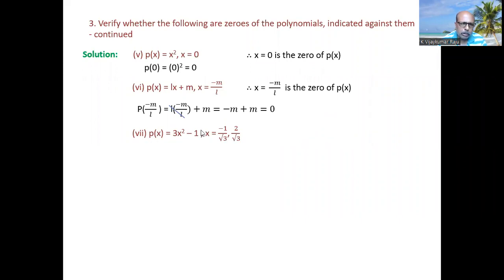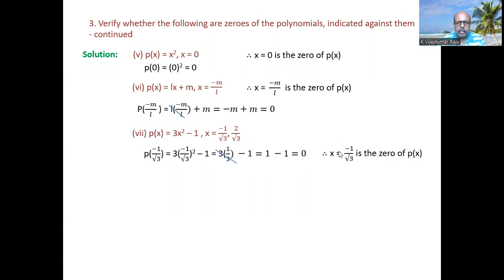Now, P of x, this is the problem. For two values, you have to calculate: minus 1 by root 3 and 2 upon root 3. Let's see. Minus 1 upon root 3 if you put, 3 into minus 1 upon root 3 whole square minus 1. So minus 1 into minus 1 is plus 1. Root 3 square is 3. The square will cancel, it's only 3. Now, both being numerators and denominators, this will cancel. Here you got 1 and minus 1. 1 minus 1 is 0. That means this particular value of x is a 0 of the polynomial. So x is equal to minus 1 upon root 3 is a 0 of P of x.